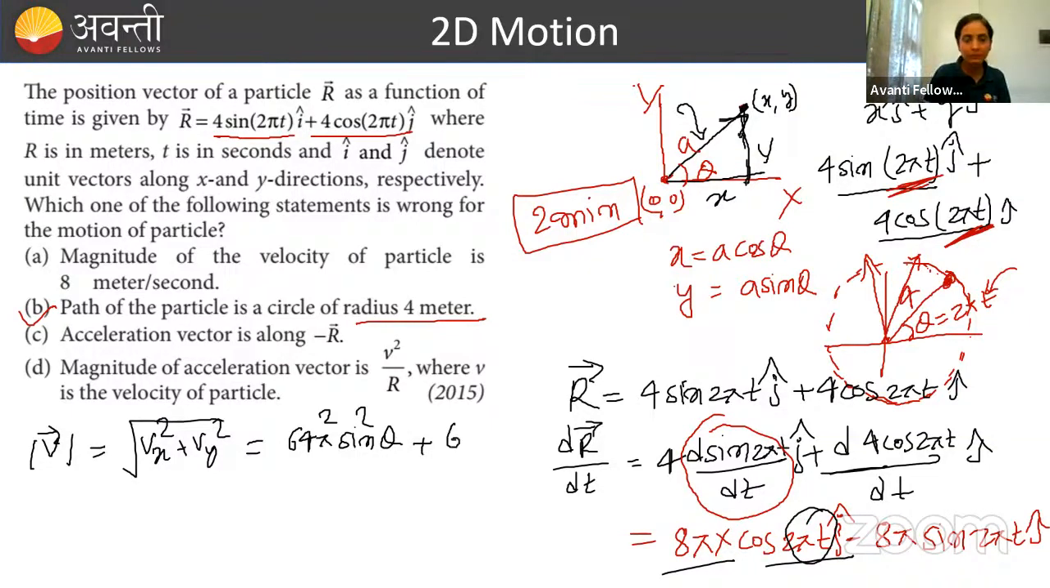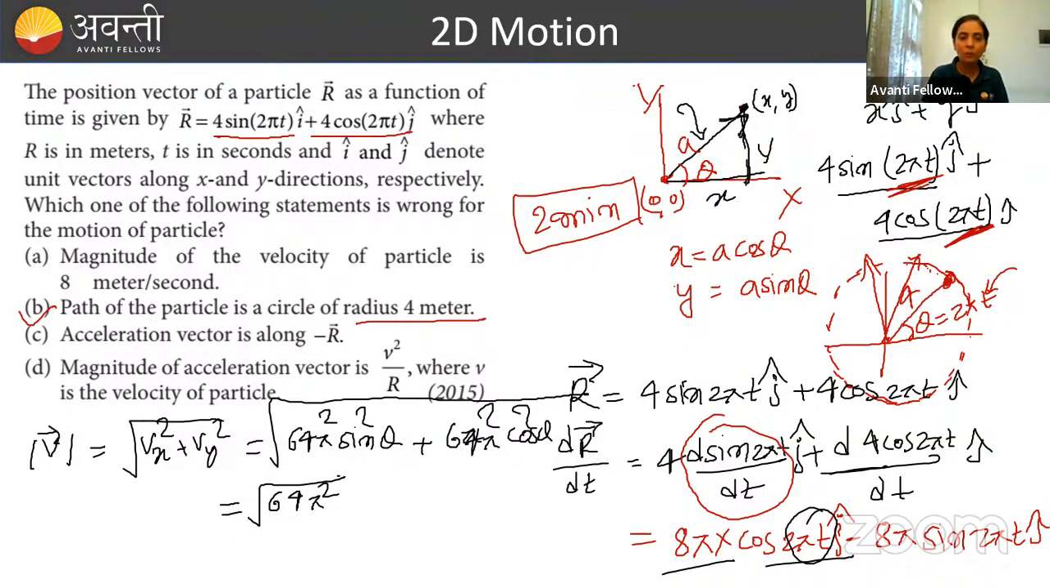Similarly, what will this become? 64 pi square cos square theta. You'll take its root, right? Because this is the x component, this is the y component. Now if you're going to solve it, this will be equal to 64 pi square root under q, because you will take this common. What is here? Sin square theta plus cos square theta, which becomes 1. So the answer will be 8 pi, and option 1 is 8 meter per second.